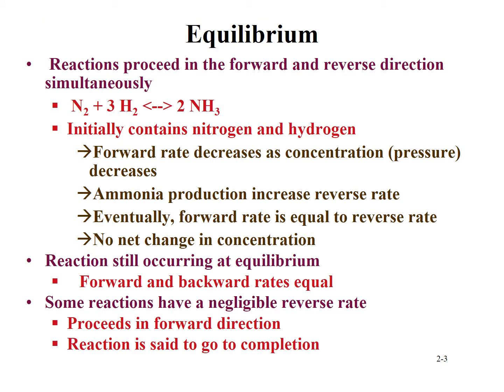Equilibrium conditions are evaluated through speciation calculations. At equilibrium, the forward and reverse direction reactions occur simultaneously and they're at the same rate. So reactions are still occurring, but the overall concentrations remain constant. As an example here, we have the formation of ammonia from the constituent gases. There's no net change in concentration at equilibrium, but reactions can be occurring. Some reactions can occur in a forward direction where there's a negligible reverse rate. These are often called reactions that go to completion.